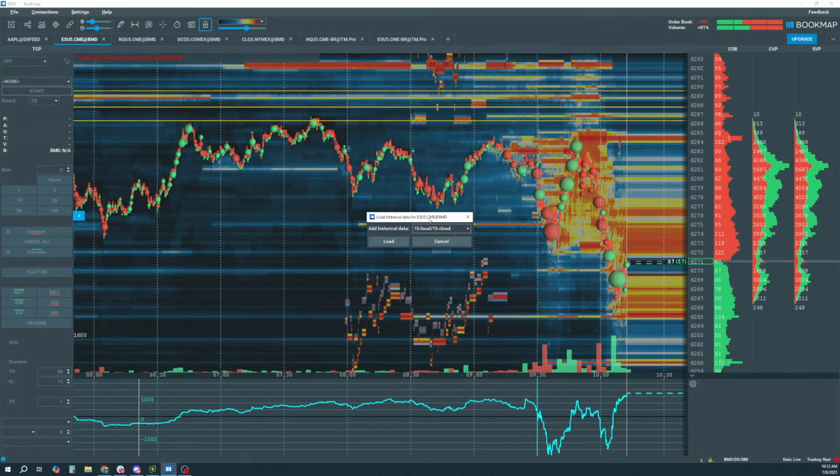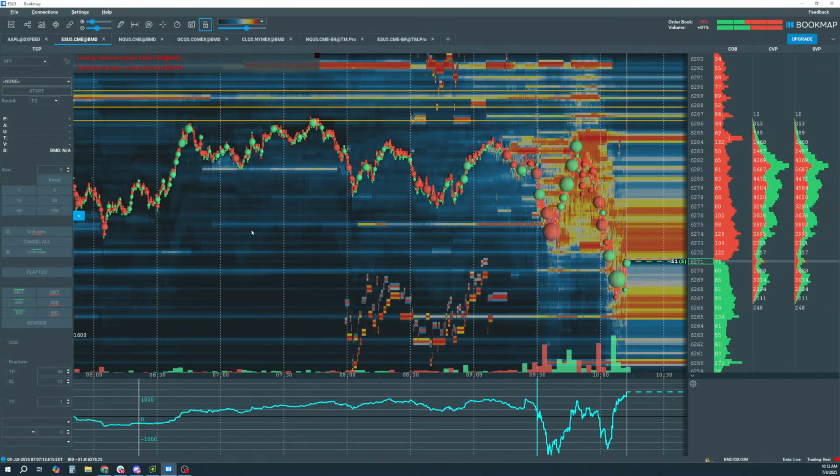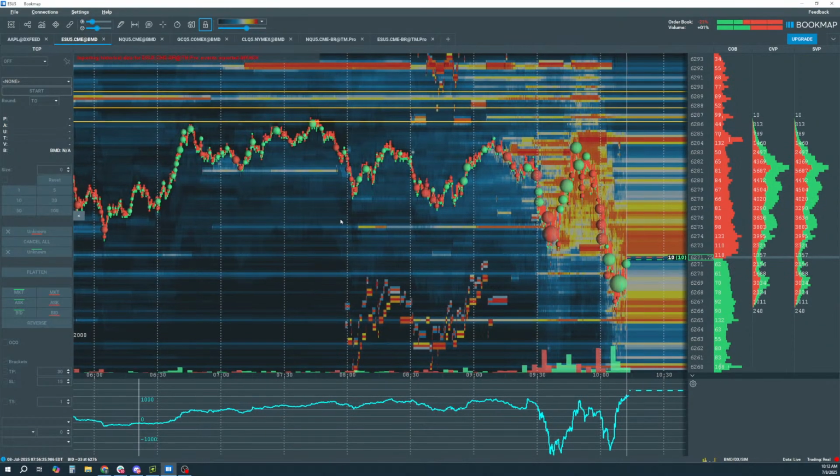If you have Bookmap data for futures, then you can load up to 72 hours of backfill data.